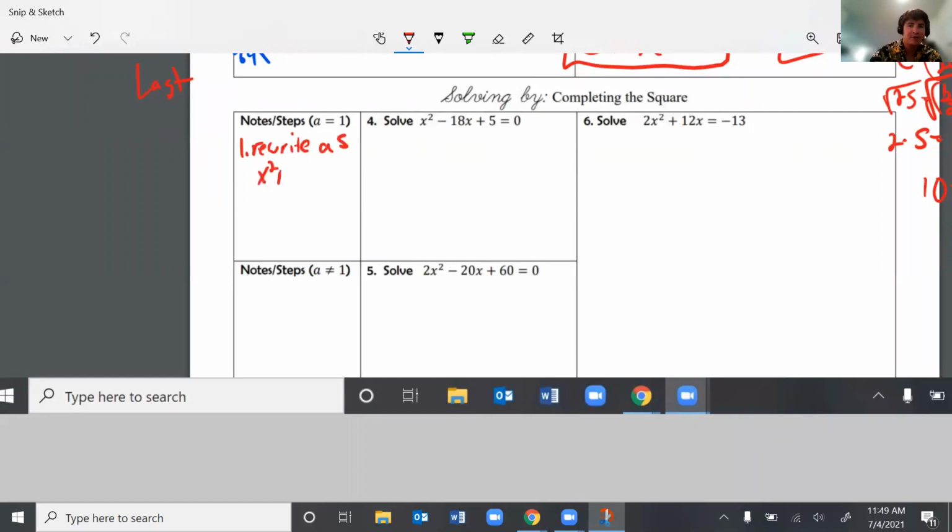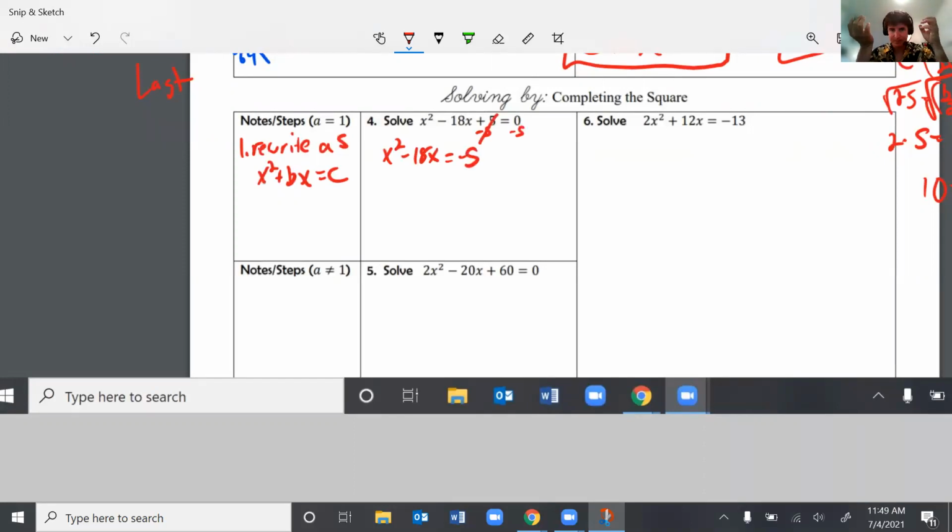as x squared plus bx equals c. It's the opposite of what we did before where it was equal to 0. Now we don't want it equal to 0. We want it equal to that c number. So let's subtract 5. So we get x squared minus 18x equals negative 5.